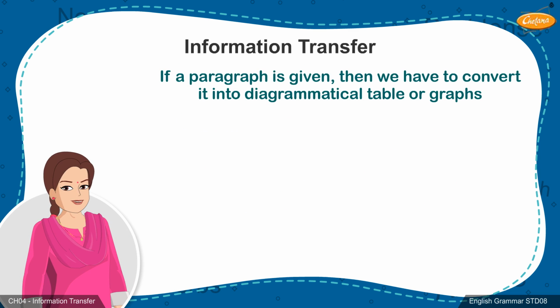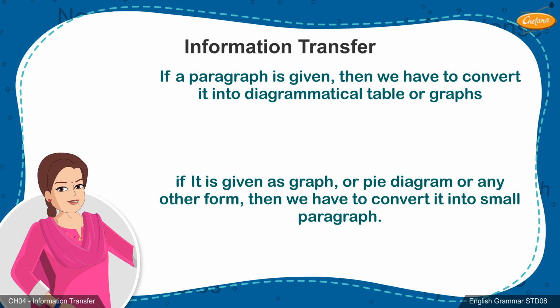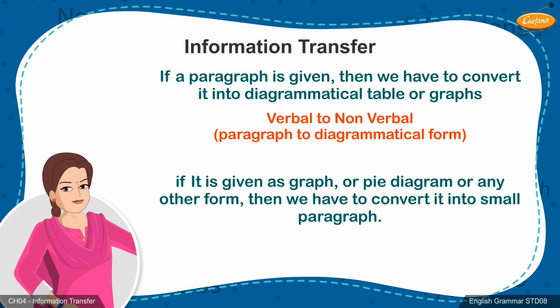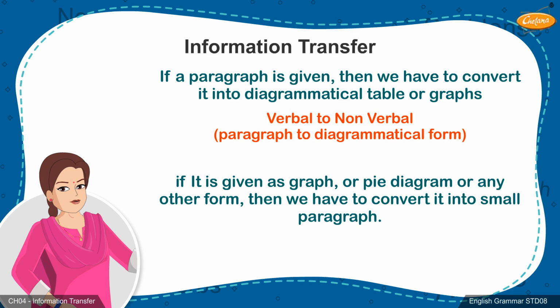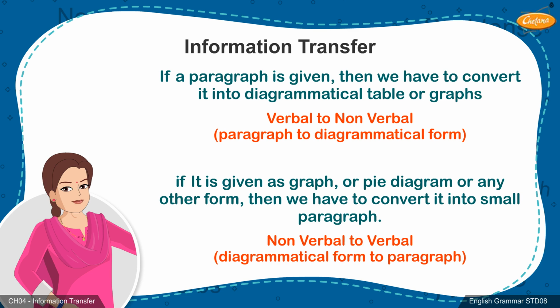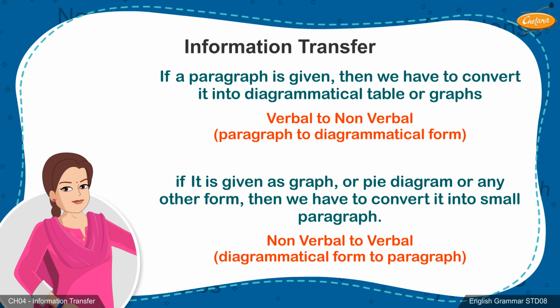If a paragraph is given, then we have to convert it into a diagrammatical table or graphs, and if it is given as a graph or pie diagram or any other form, then we have to convert it into a small paragraph. So, it is either verbal to non-verbal, paragraph to diagrammatical form, or non-verbal to verbal, diagrammatical form to paragraph. Generally, information transfer must be short and simple.